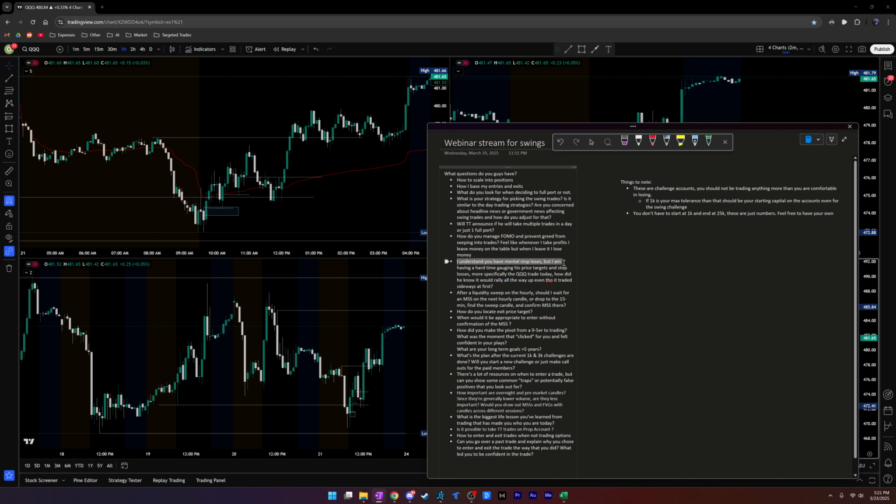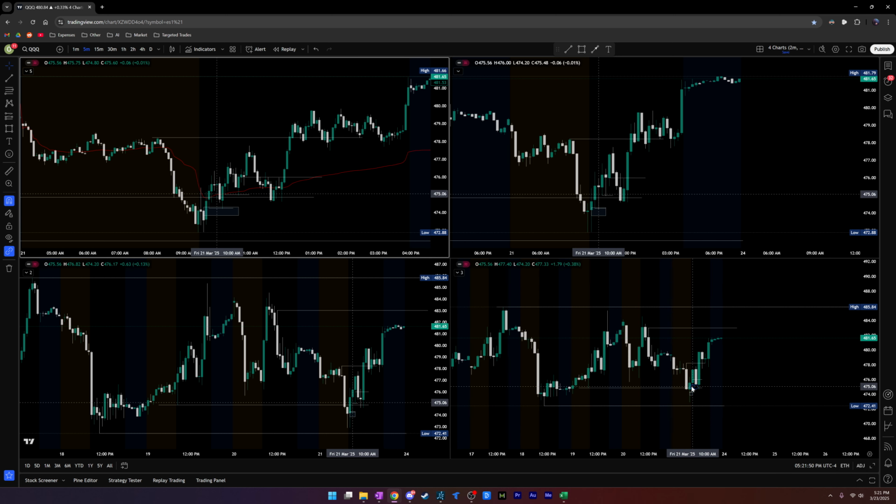I understand you have a mental stop loss, but I'm having a hard time gauging the price targets and stop losses. More specifically, the QQQ trade today. How did you know it would rally all the way up, even though it traded sideways at first? I already gave my analysis on this. If you missed the beginning of the stream, it's recorded and you can go over it.